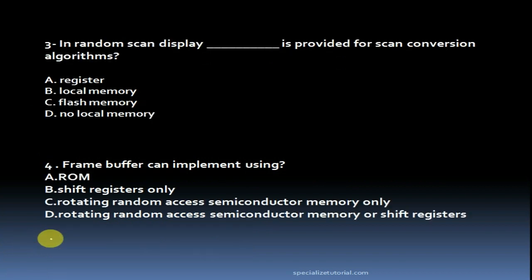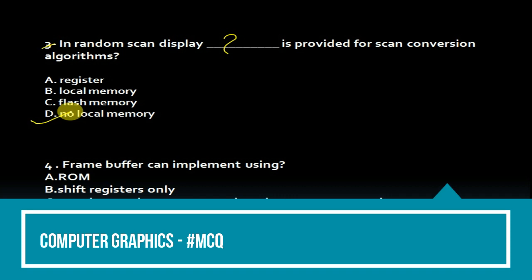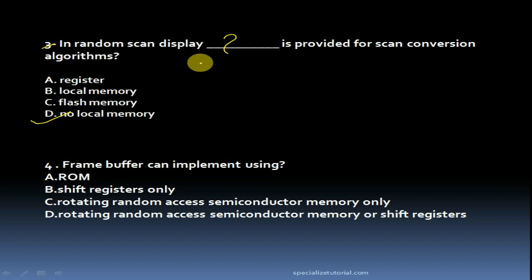Now take the next question, question number 3. In random scan display, what is provided for scan conversion algorithm? The options are register, local memory, flash memory, and no local memory. So D, no local memory, is the right answer. In random scan display, no local memory is provided for the scan conversion algorithm.